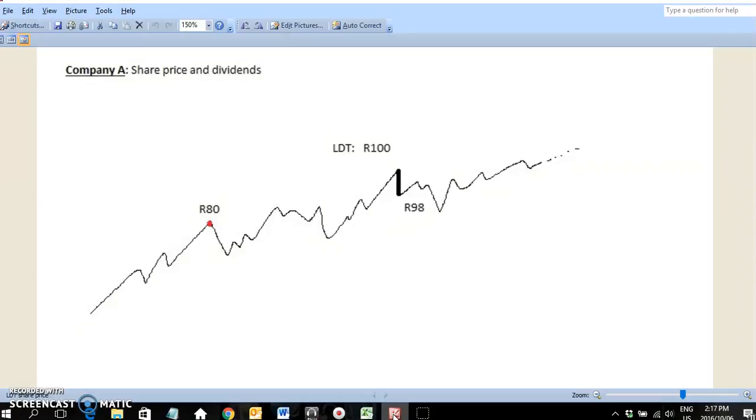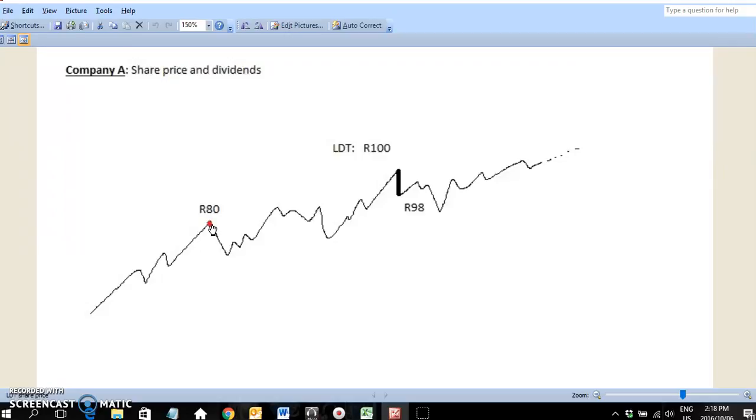So this is company A's share price movement, and let's assume today it's here where the red dot is, so the share price of company A is worth 80 Rand. And let's assume company A is listed on the Johannesburg Stock Exchange. So what determines that 80 Rand? And if I buy the share in company A, who do I pay the 80 Rand to?